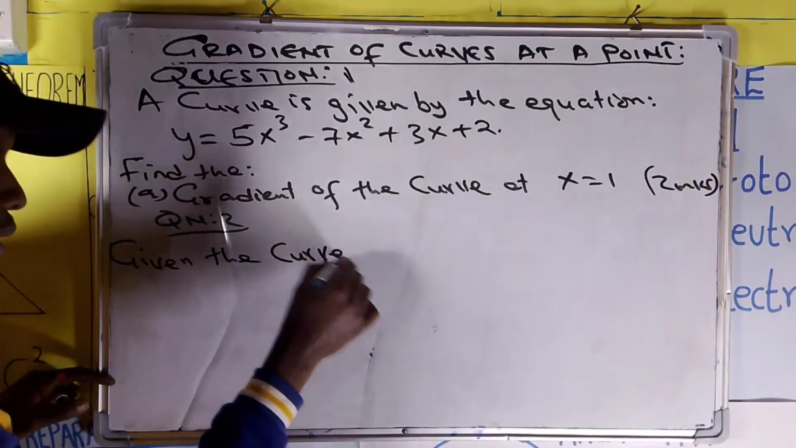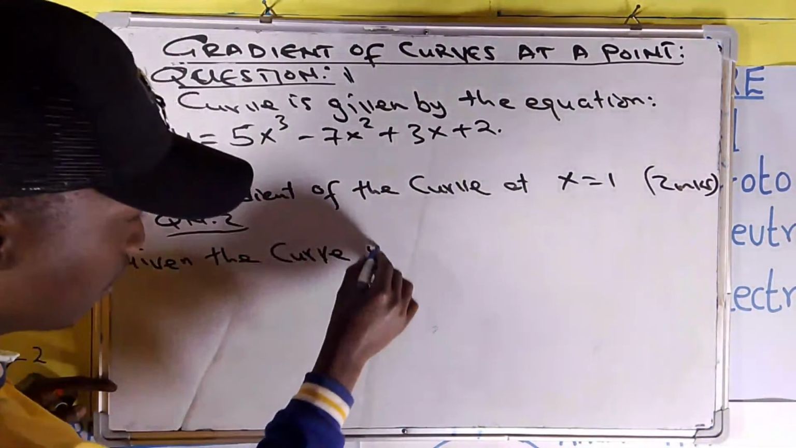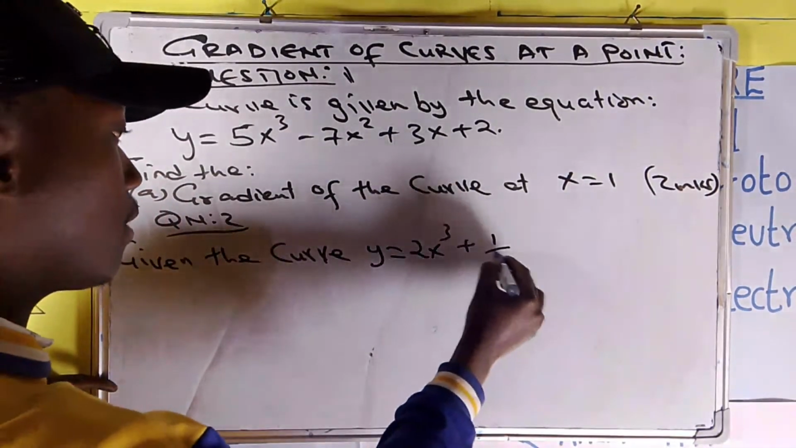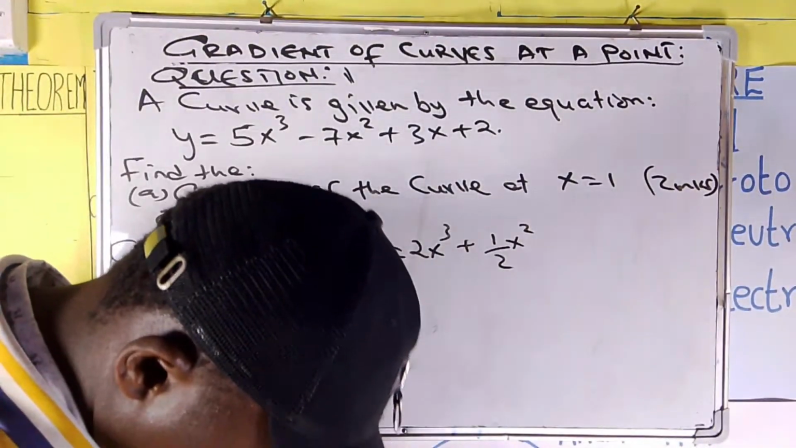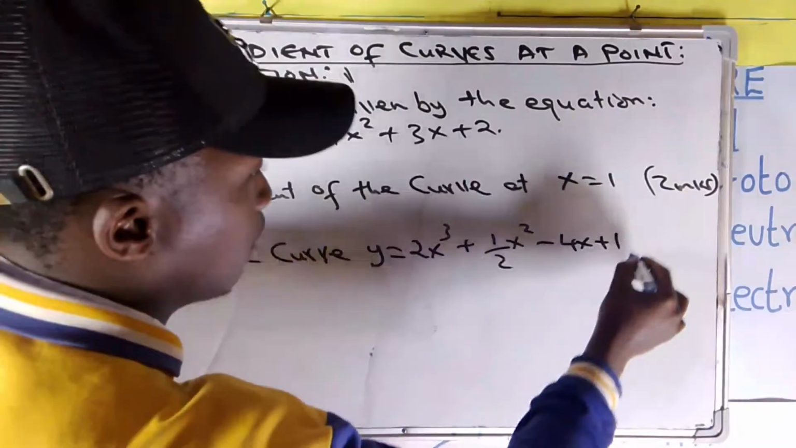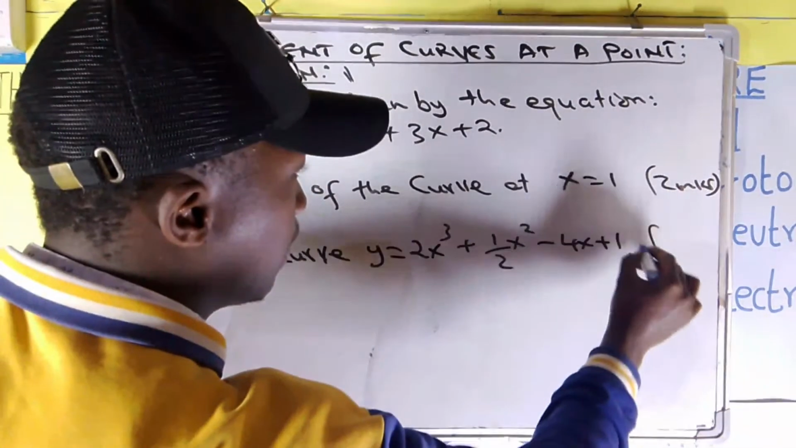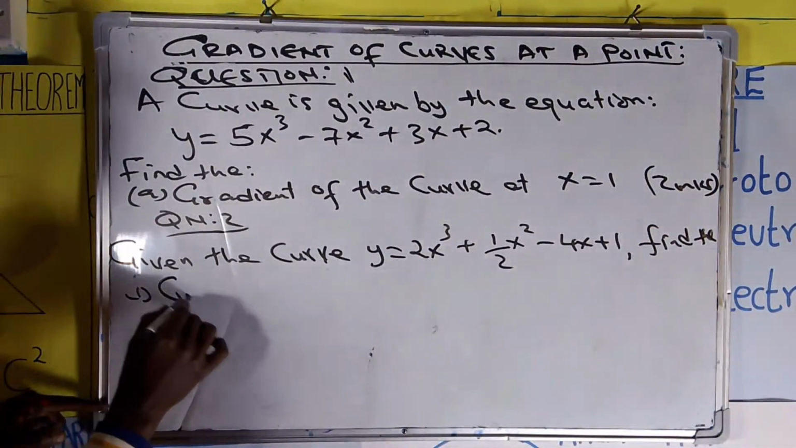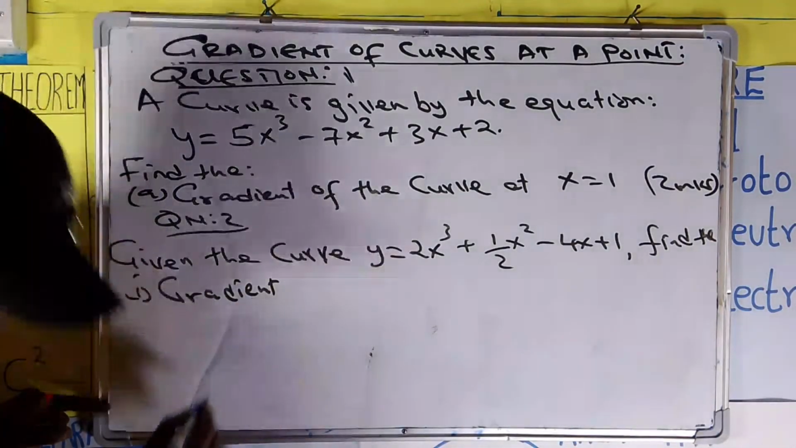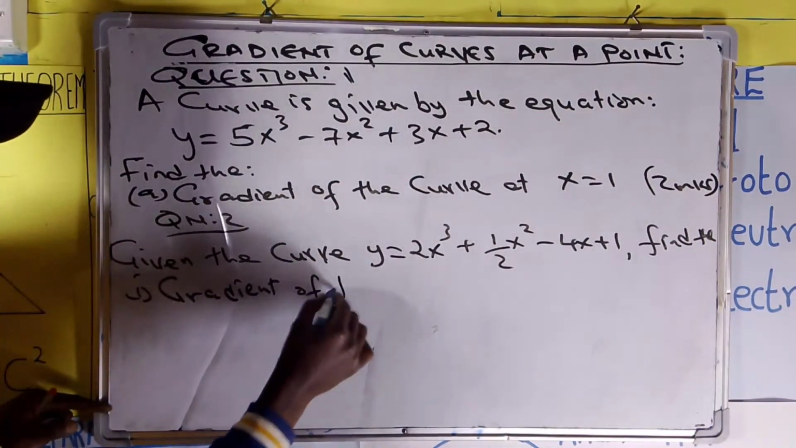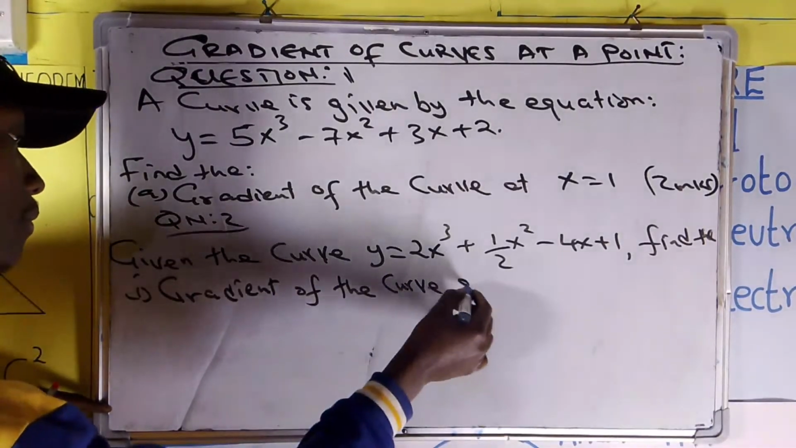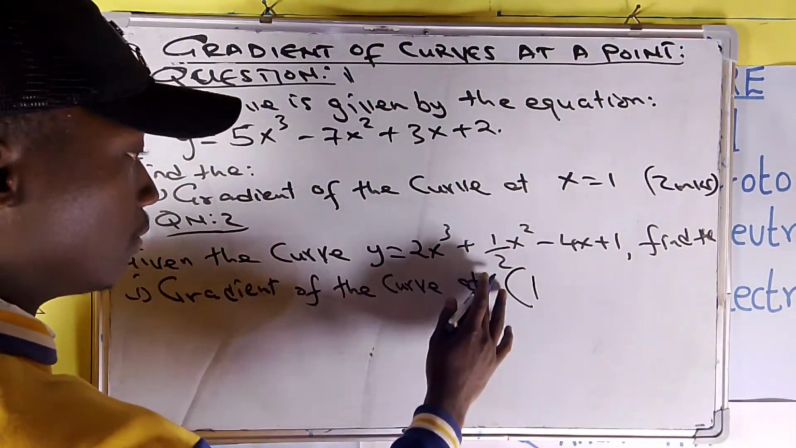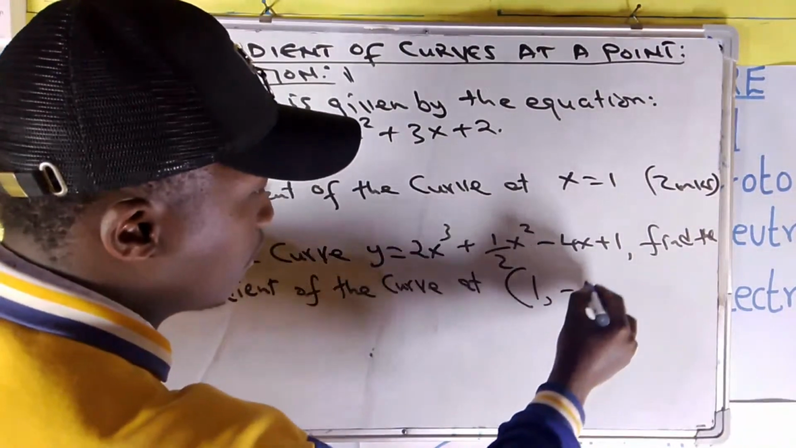These are KCSE questions. Given the curve y equals to x cubic plus a half x squared minus 4x plus 1, find the gradient of the curve at one, negative a half.